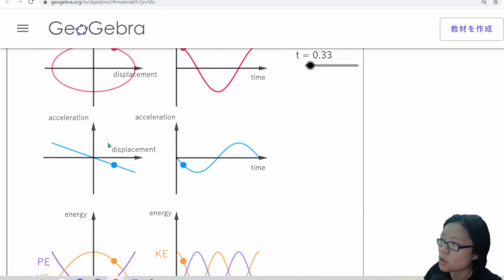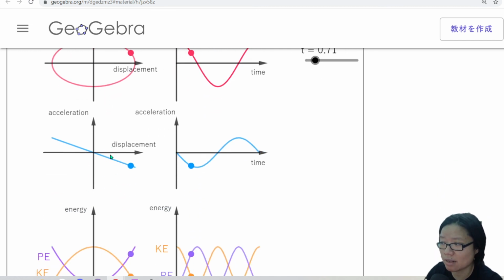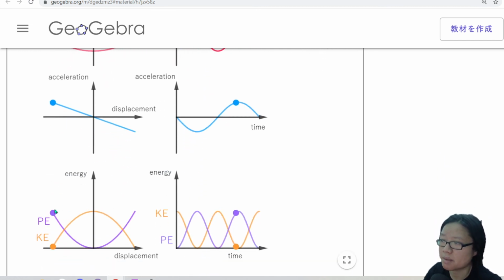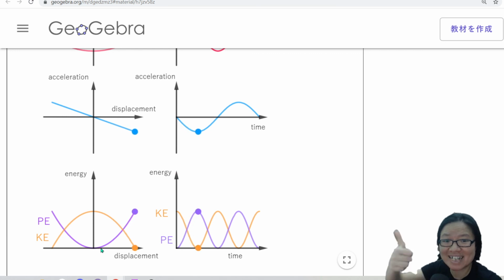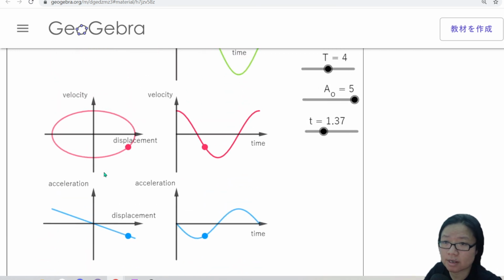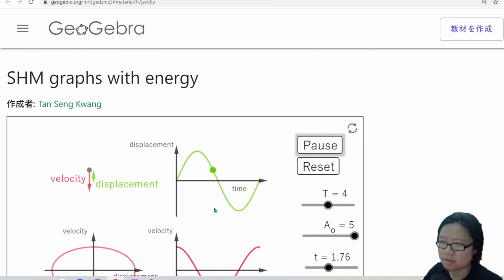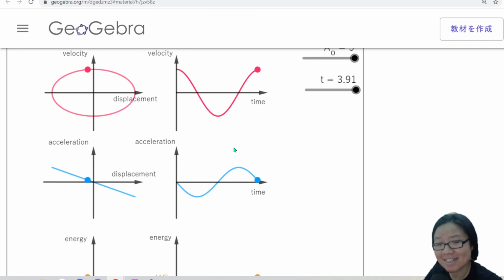Okay, so that's all for this video. We need to know how to interpret the graph, sketch the graph, and if possible, find the maximum and minimum values. That's it. Okay, if you want to know the derivation for the velocity displacement for the physics, you want to look at the graphs on the right, another video.